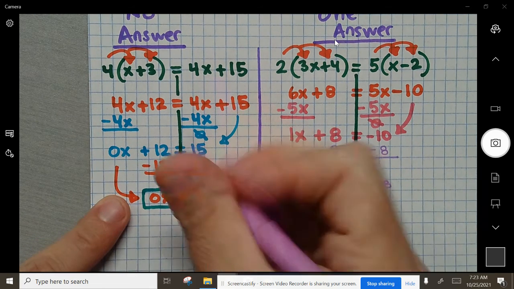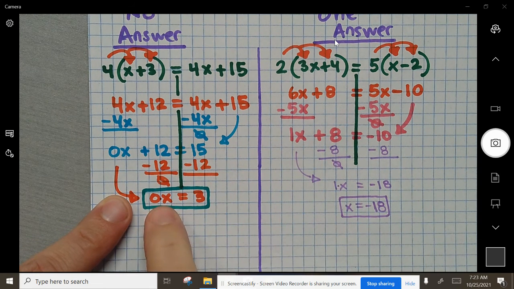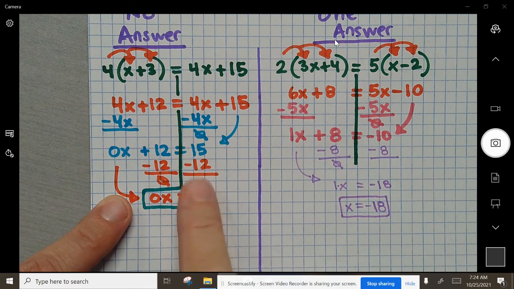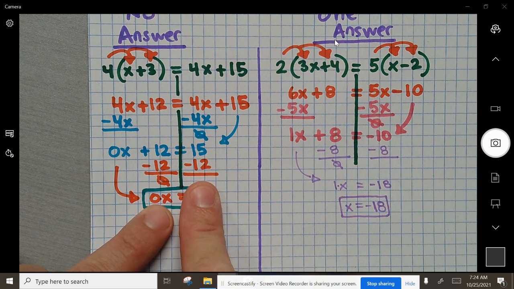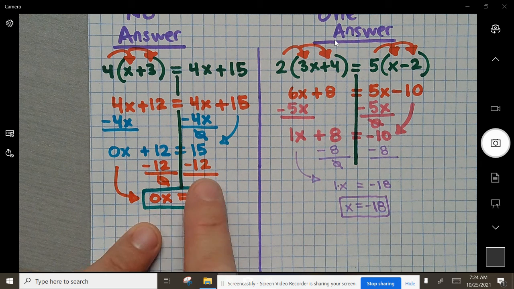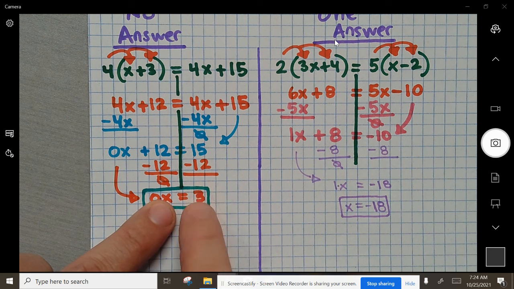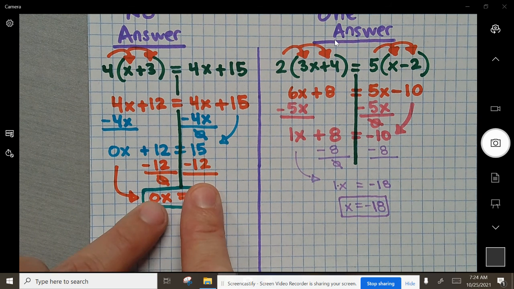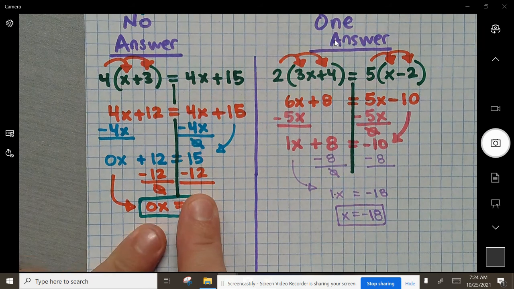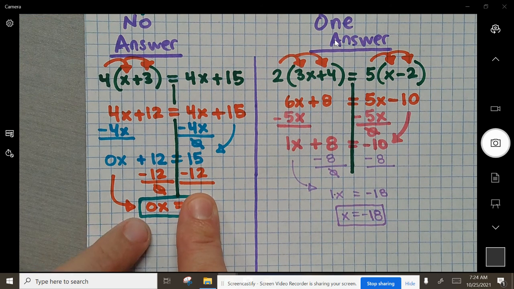Here is telling me 0 times a number. What times 0? You're only going to get one answer here, right? Anything times 0 should equal 0, not 3. What number could I put there? If I put 3 there, 0 times 3 doesn't equal 3. Nothing. There's no answer.